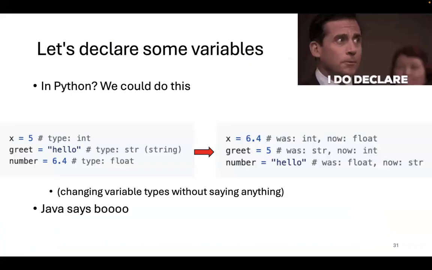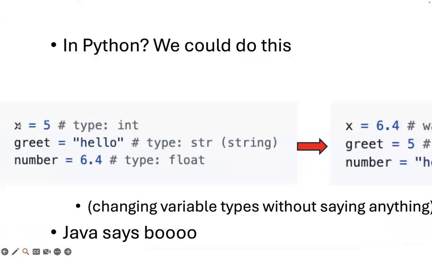All right, so we're going to work with some variables. If you're coming from Python, chances are you know the kind of stuff on the left, right? Where you can have some variable x equals 5, greet equals the string hello, number equals 6.4, something like that. And in Python, that's all perfectly well and good. X happens to hold an integer, greet happens to hold a string, number happens to hold a float.